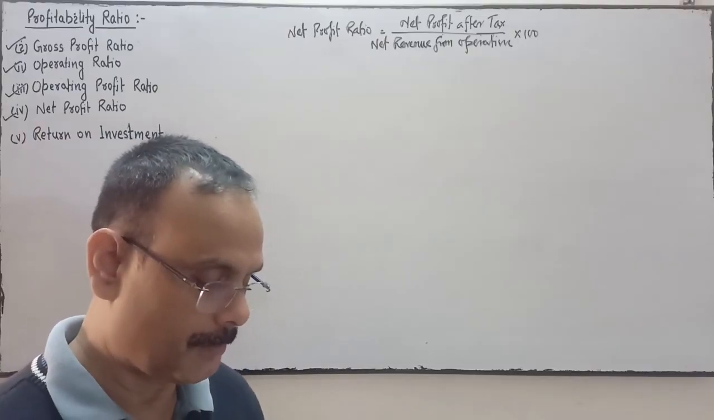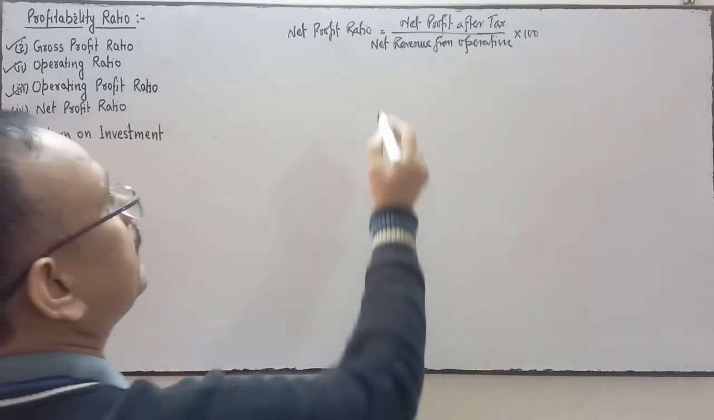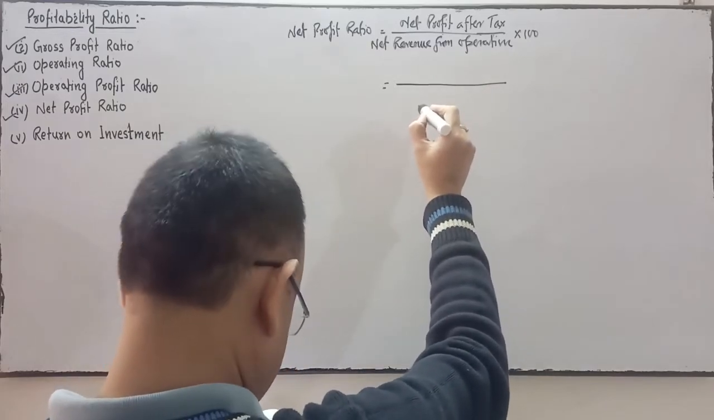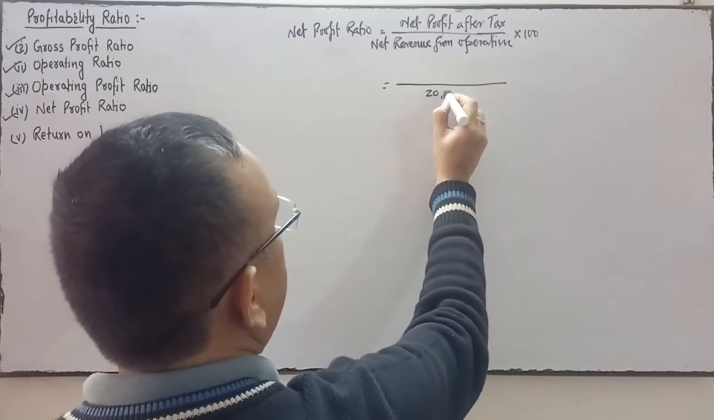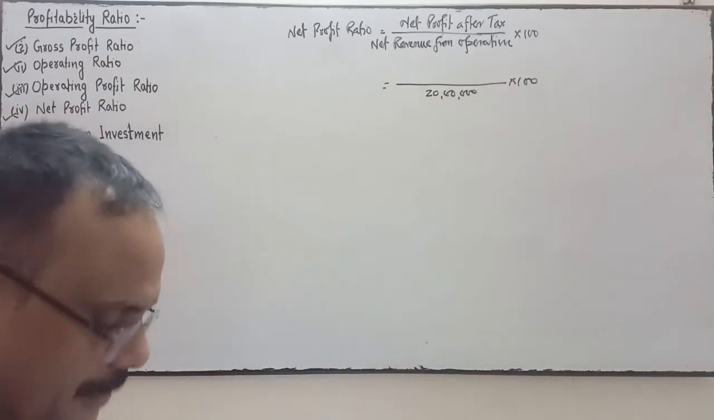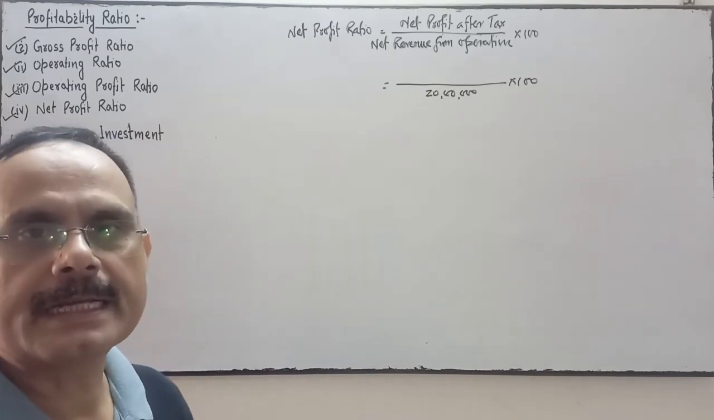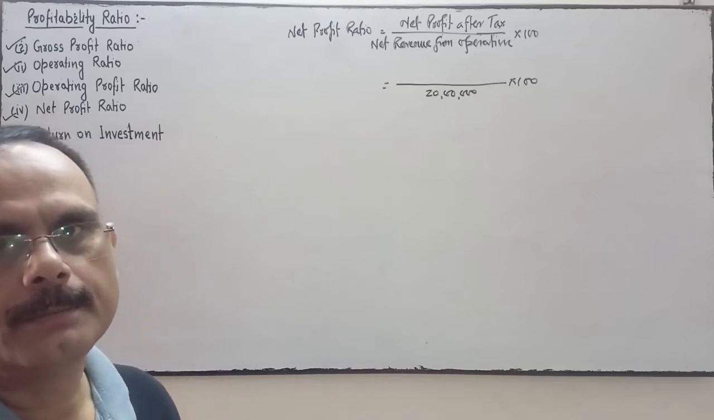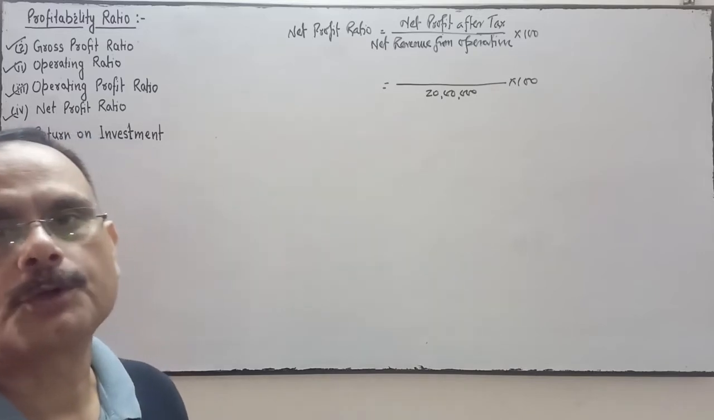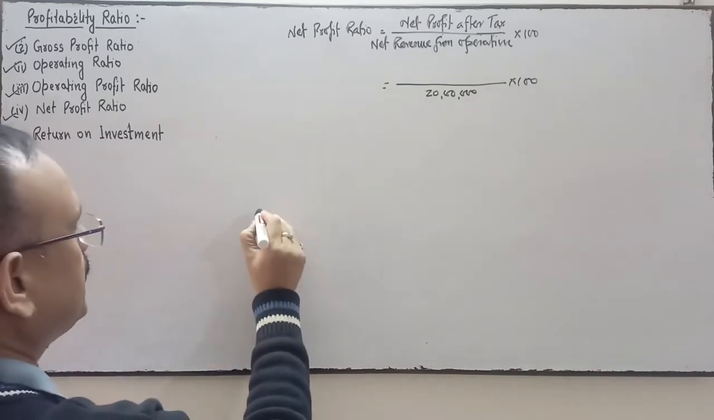Calculate net profit ratio from the following information. Revenue from operation is given, that is sales. Revenue from operation is 20 lakhs. Now the next information is gross profit ratio is 30%. If the operating ratio is 80%, it means operating cost is 80%. So 20% is your operating profit. So we can calculate the operating profit easily.